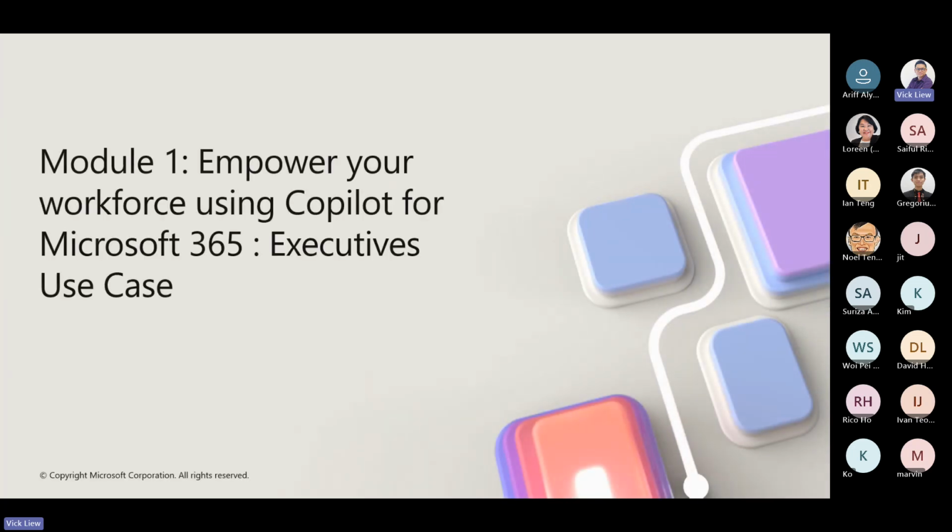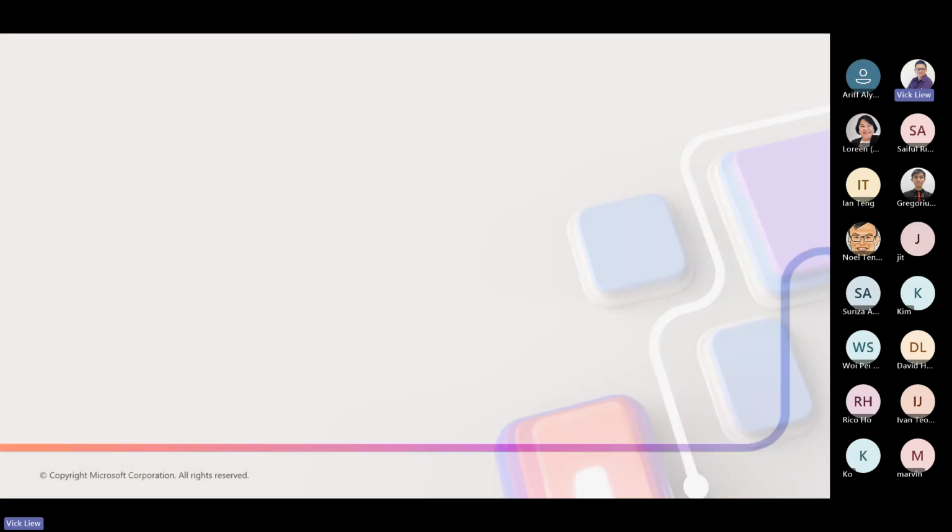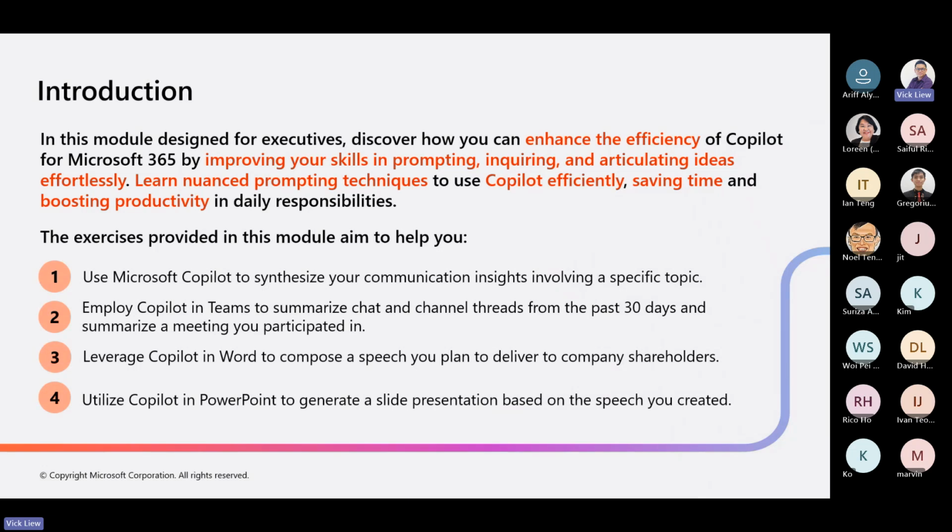Yeah. So I'm going to just show one executive use case. This is like your CEO and your executives, who sometimes don't go through all the meetings. This is an introduction on how to enhance the efficiency of Copilot from Microsoft 365 by improving your skill in prompting, inquiring, and articulating ideas effortlessly. Learn prompting techniques to use Copilot efficiently, save time, and boost productivity in daily responsibilities. There are 4 exercises. I hope I can share more, but we have only 7 minutes.